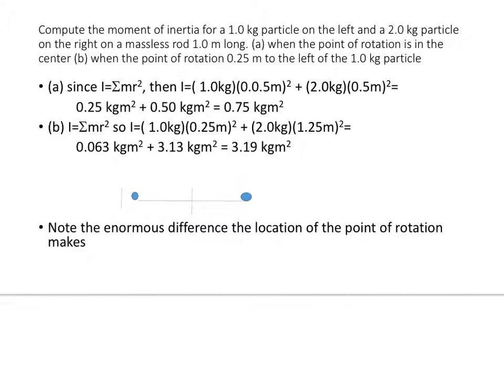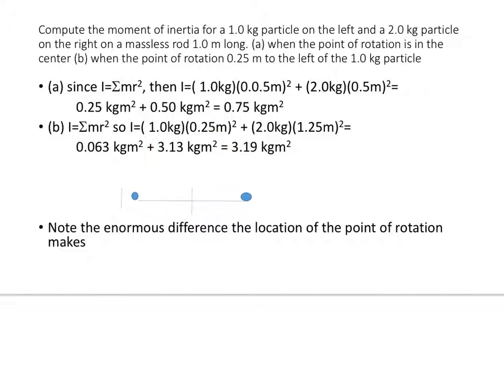A couple of things to note here. First of all, look at the big difference between the calculated moment of inertia here and here, and the difference was because the point of rotation was moved from the center here to here. And for this case, where the point of rotation was out here, notice how little this mass contributed to the total, only 0.063 kilograms square meters, and that's because it was so close to the point of rotation. This one out here, this mass, contributed almost the entire thing, 3.13 kilograms square meters.